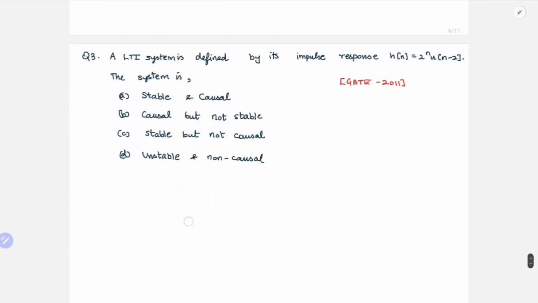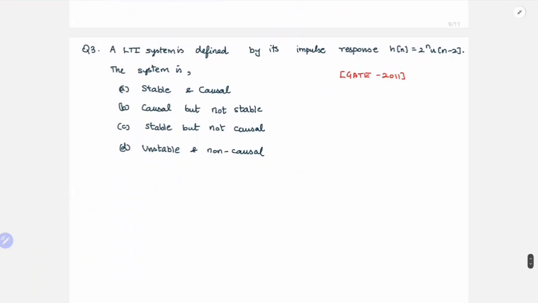An LTI system is defined by its impulse response h of n equal to 2 power n u of n minus 2. Is the system stable and causal, causal but not stable, stable but not causal, or unstable and non-causal? So what are the two conditions we need to check for? Causality is nothing but your h of n should be equal to 0 for n less than 0.